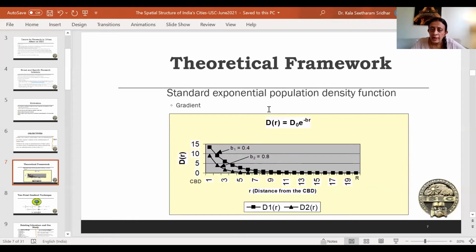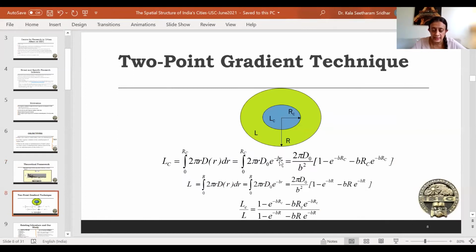In this standard exponential population density function, we estimate the density gradient. Here we calculate the density gradient. Basically, this is the central city, the blue circle, and the green concentric circle is the large metropolitan area. The 2-point gradient technique relies on a method by which you take the circumference of a circle, which is 2 pi r, and you integrate over the density function, which is d of r.